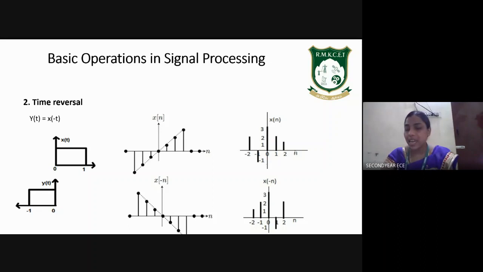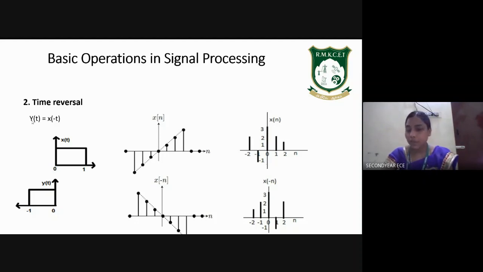And these last graphs show the previous example which we have considered. This is the original signal from the previous example. For this signal, now I am going to explain the time reverse operation. Time reverse means x of t is equal to, here you have to put x of n. x of n is equal to x of minus n.